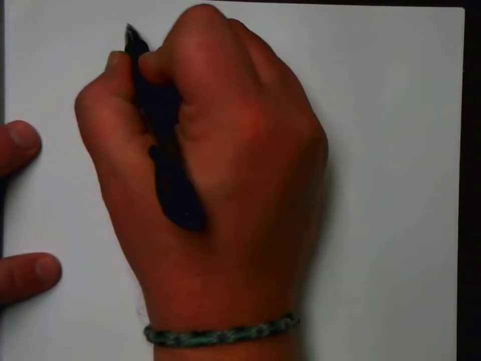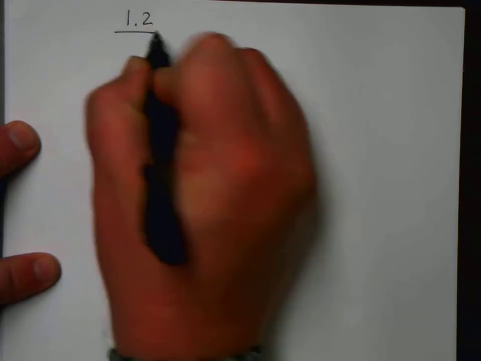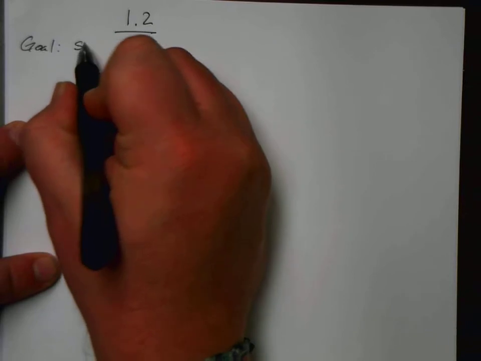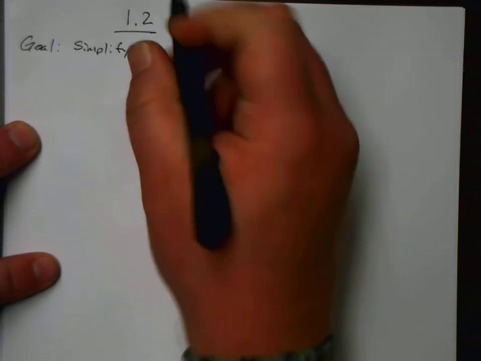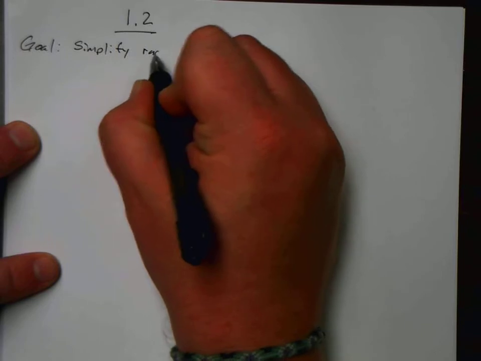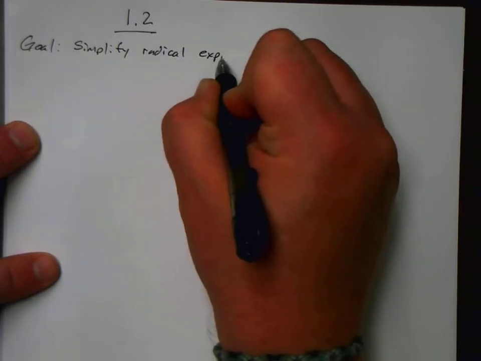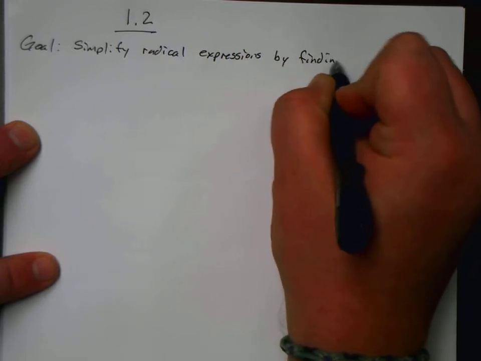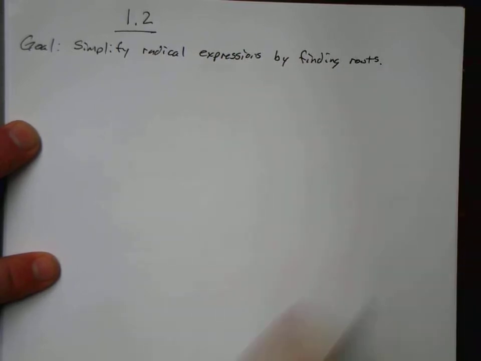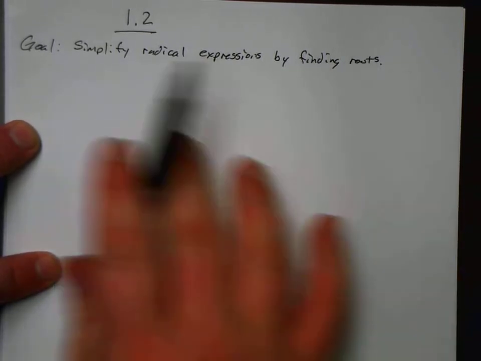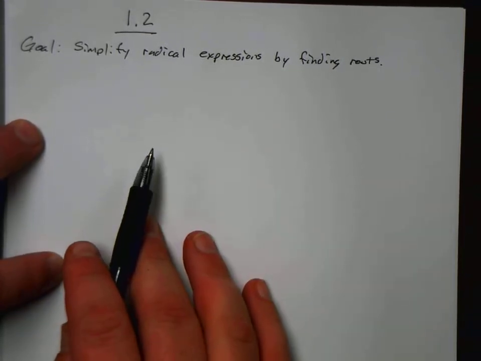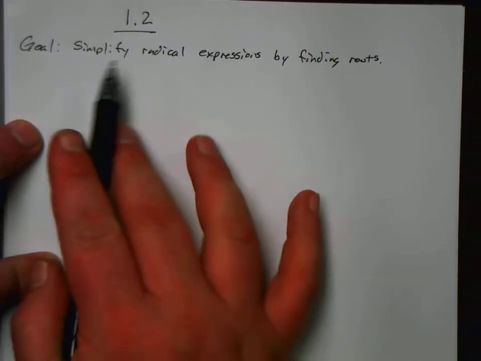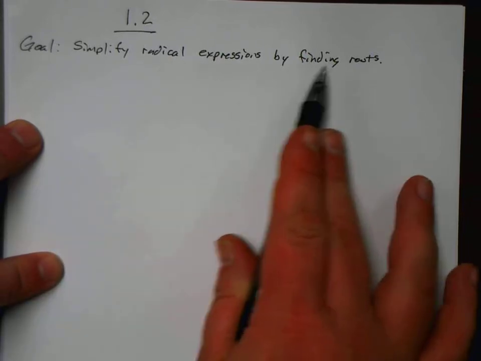All right, we're looking at Unit 1, Section 2. Our goal here in 1.2 is to simplify radical expressions by finding roots. If we can find a root, then we can somehow simplify what? Well, let's take a look. Let's see what this really means, and we'll come back at the end and find out if we're able to simplify radical expressions by finding roots.